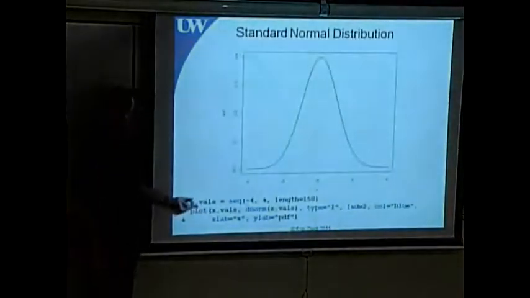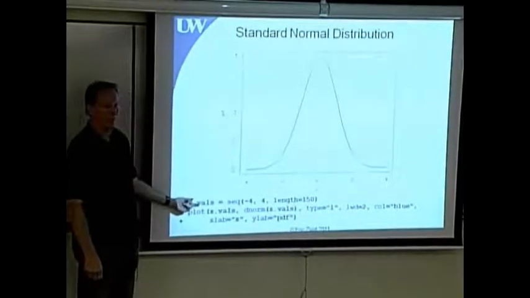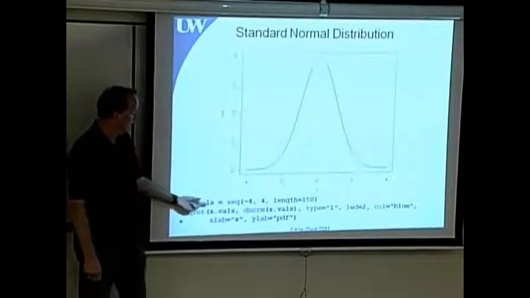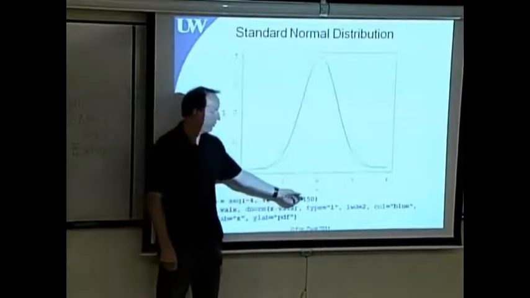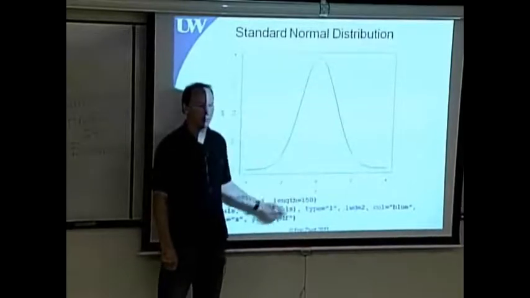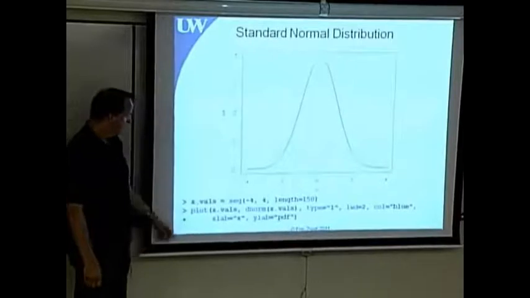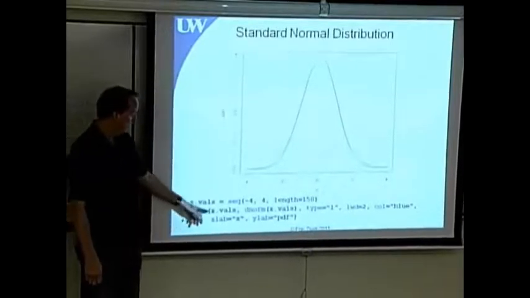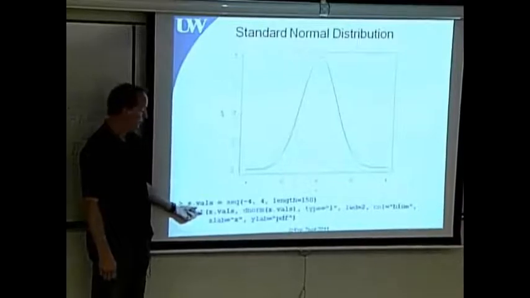So here I create my x values, the values of x over which I want to plot the normal distribution. I'm going to create a sequence of values between -4 and 4, and I'm going to take 150 points between -4 and 4. That's going to be my grid of x values. And then I'm just going to use the plot command, which does an XY plot by default.